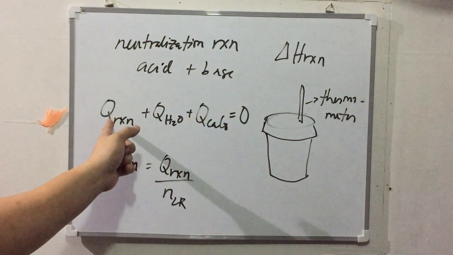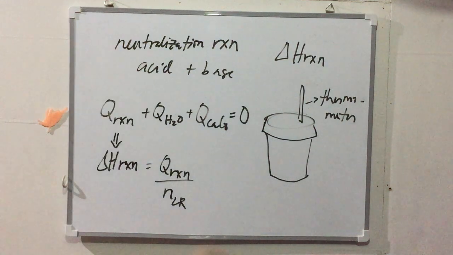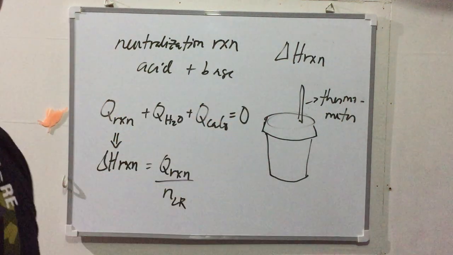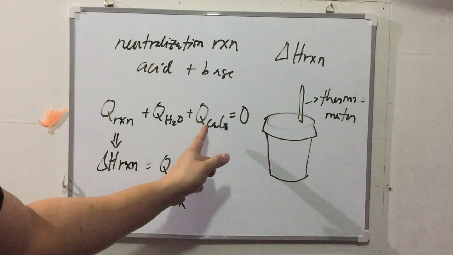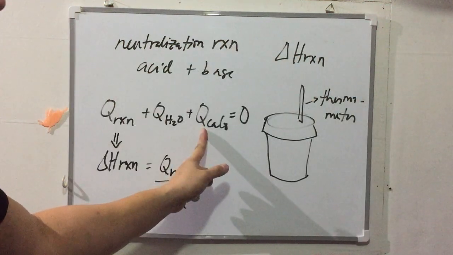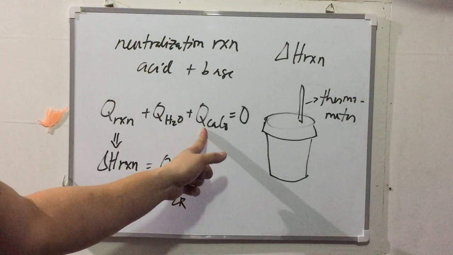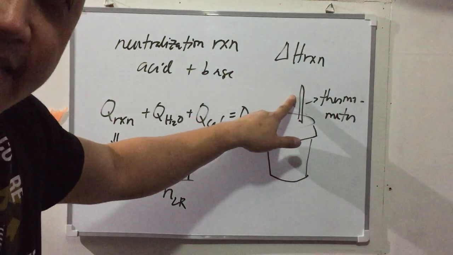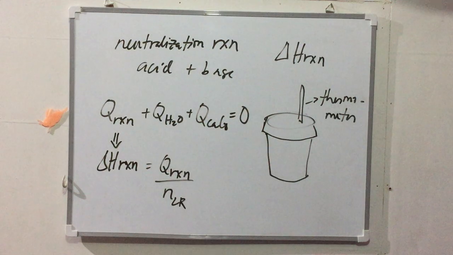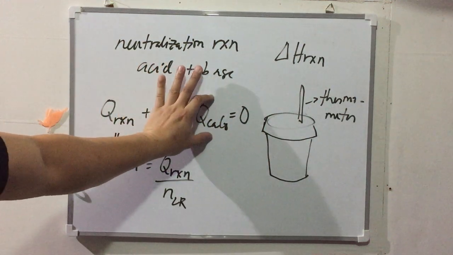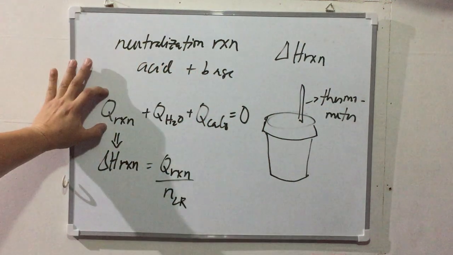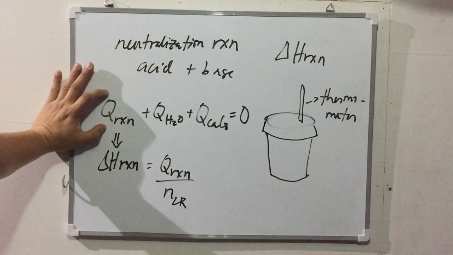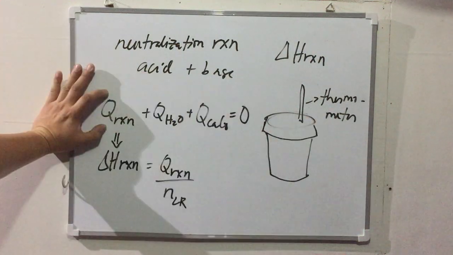Instead, you would compute Q reaction based on the energy balance equation. Since you now know the heat capacity of the calorimeter in the second phase of the experiment, you can measure delta T again. You can always do that. Then these two terms can be computed right away, and you're just left with finding Q reaction. So that's for the second phase. Your acid and base are unknown, and the delta H of their reaction is unknown.